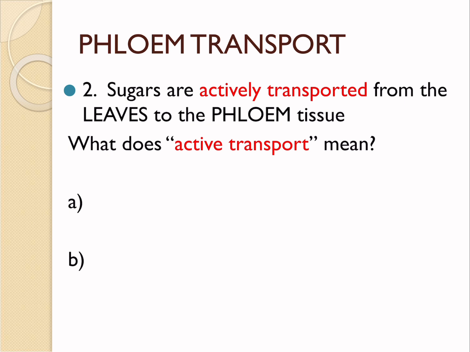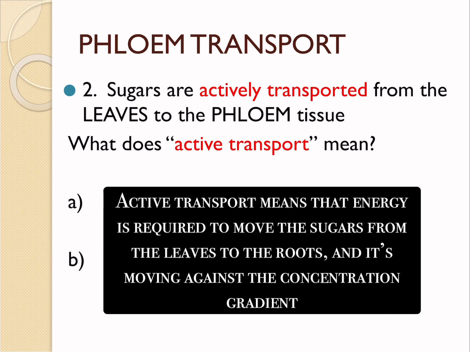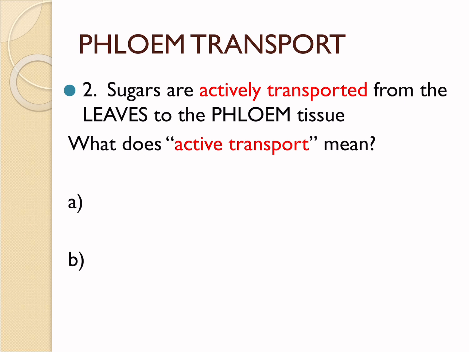the phloem tissue. And when I ask a question here, like what does active transport mean? It means that it needs energy, right? So it doesn't produce energy. It needs energy for this movement across the plant. And it also means that it's going against the concentration gradient. So it's going from a region of lower concentration to a region of higher concentration.